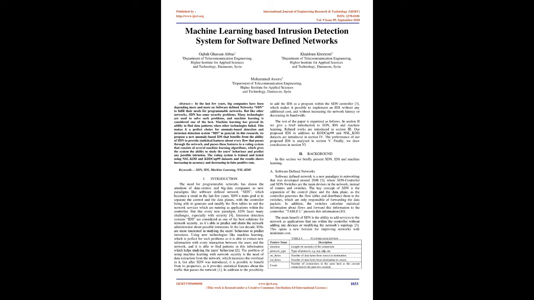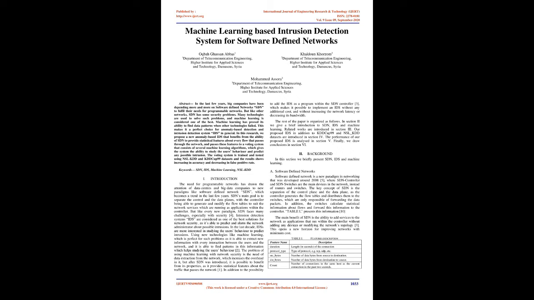In this research, we propose a new anomaly-based IDS that benefits from the ability of SDN to provide statistical features about every flow that passes through the network, and passes these features to a voting system that consists of several machine learning algorithms, which gives the system the ability to study the user's behavior and predict any possible intrusion. The voting system is trained and tested using NSL-KDD and KDDCup99 datasets, and the results show an increase in accuracy and a decrease in false positive rate. Keywords: SDN, IDS, machine learning, NSL-KDD.